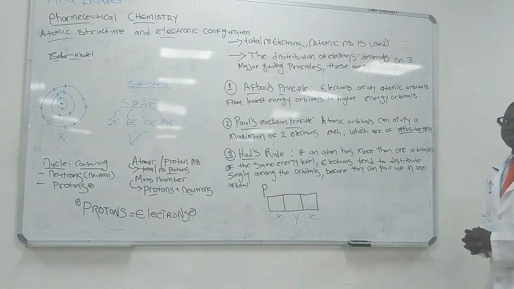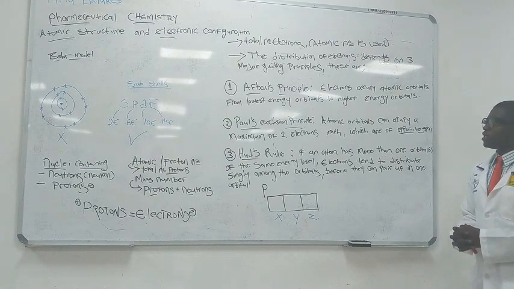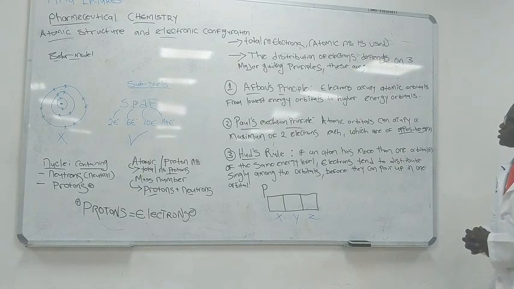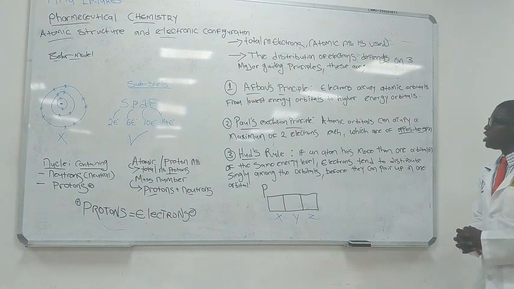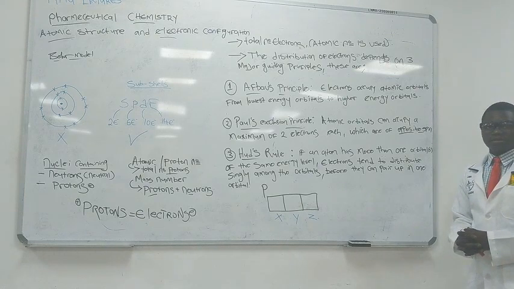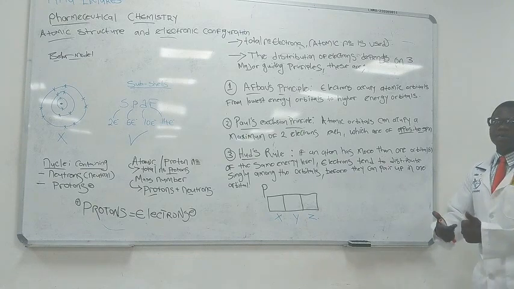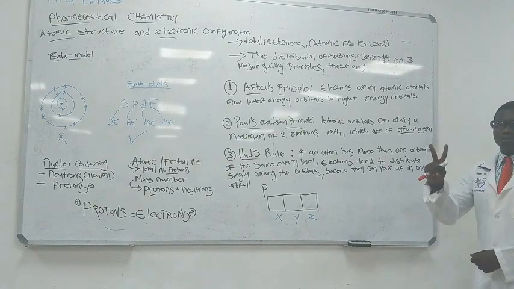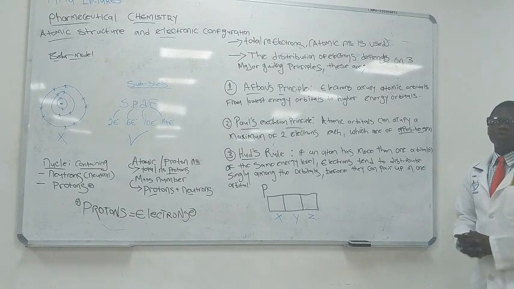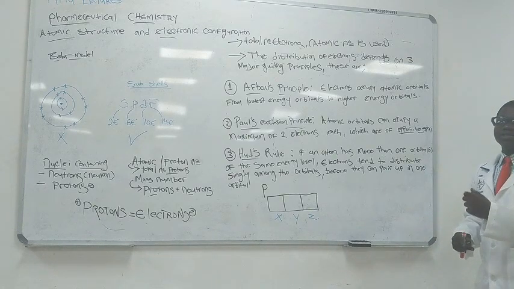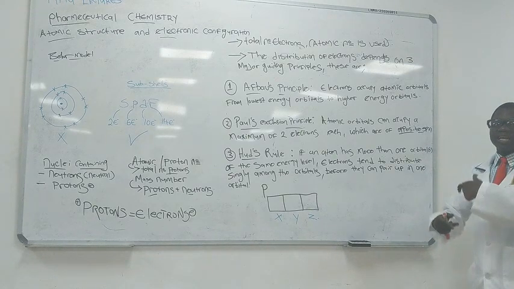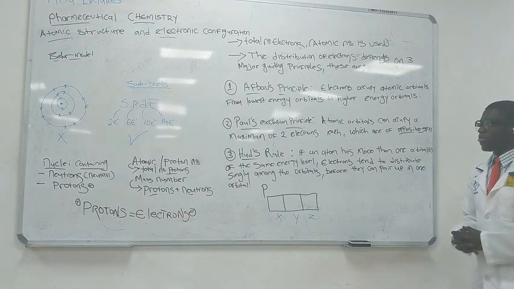Pauli's exclusion principle, which is our second principle, suggests atomic orbitals can occupy a maximum of 2 electrons, each of which are of opposite spin. So the maximum of electrons to be occupied by an atomic orbital is 2, and they have to be of opposite spin. So if one has a positive spin, the other one has to have a negative spin.